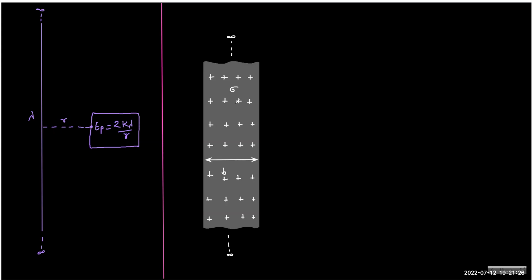Sigma is the surface charge density. What we are supposed to find is the electric field at point P. Of course, we do not know the answer for the sheet, but we know it for the thin wire. And we understand that a sheet can be assumed as a collection of thin wires, isn't it?